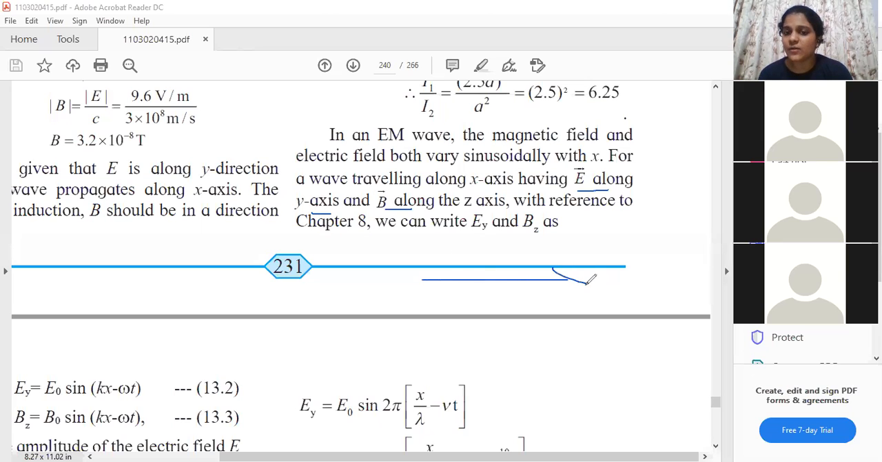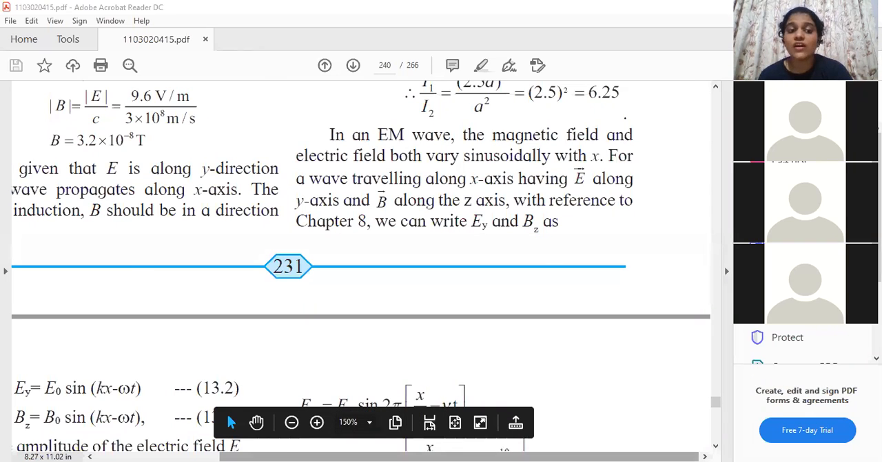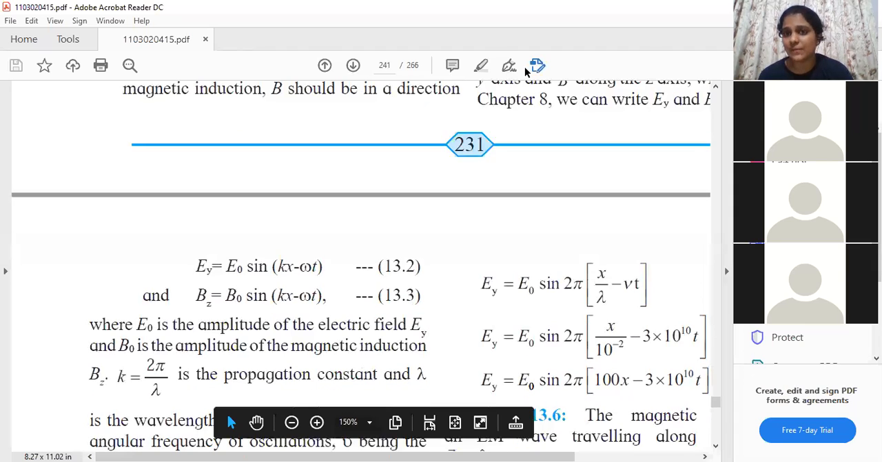So basically my wave is going along the x axis. My electric field is along the y axis and my magnetic field is along the z axis. With reference to chapter 8, we can write Ey and Bz. I hope you all understood why Ey and Bz, because the electric field is along the y axis and the magnetic field is along the z axis. So here they have written the equations of Ey and Bz.